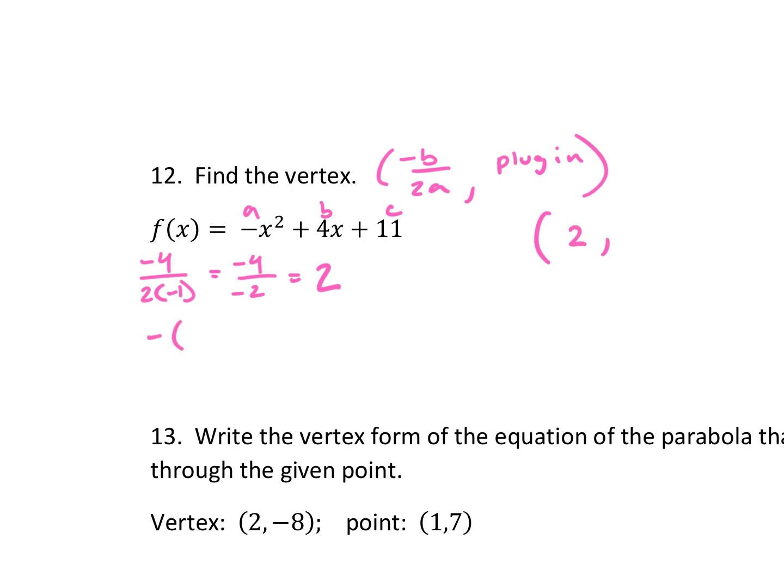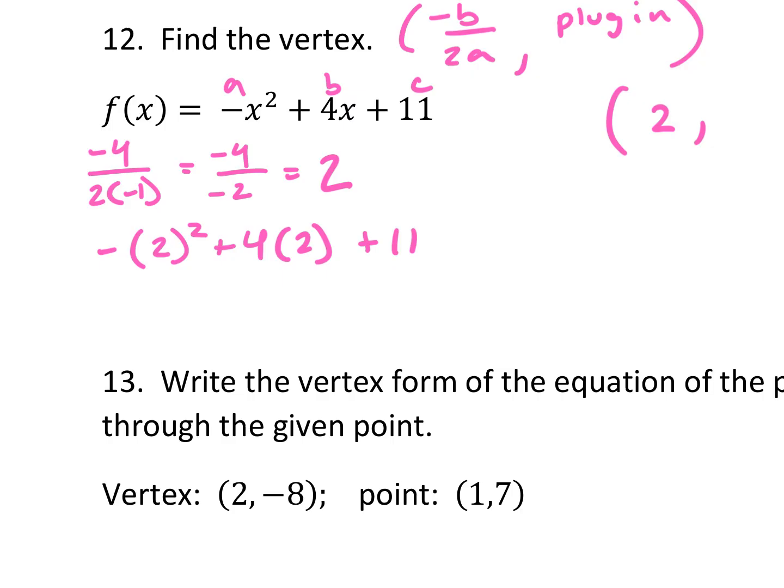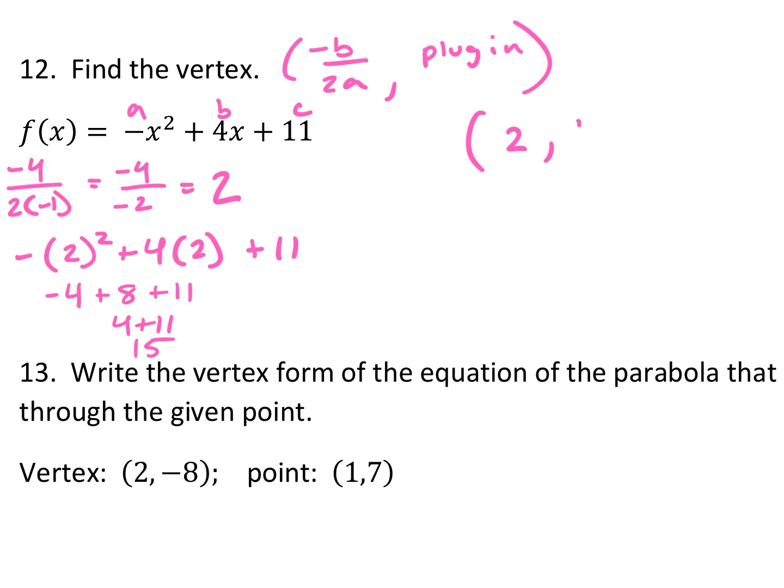So negative 2 squared plus 4 times 2 plus 11. Common mistake that people will make is that they'll keep the negative attached to the 2 and square it with the negative. But that negative's on the outside. So square the 2 first and then multiply it by the negative. We get negative 4 plus 8 plus 11. So 4 plus 11 would be 15. So our k is 15.